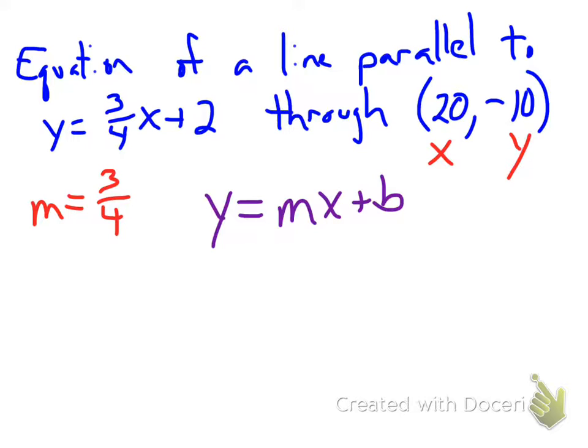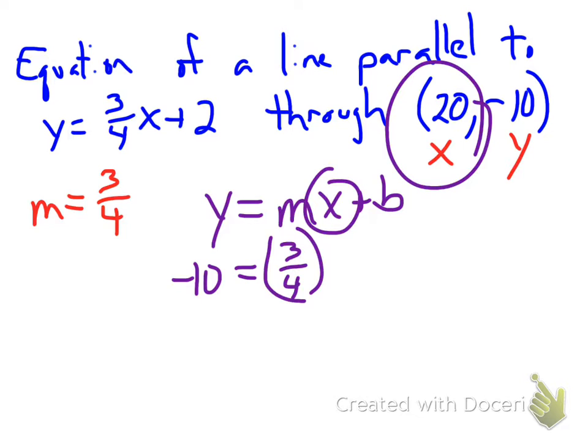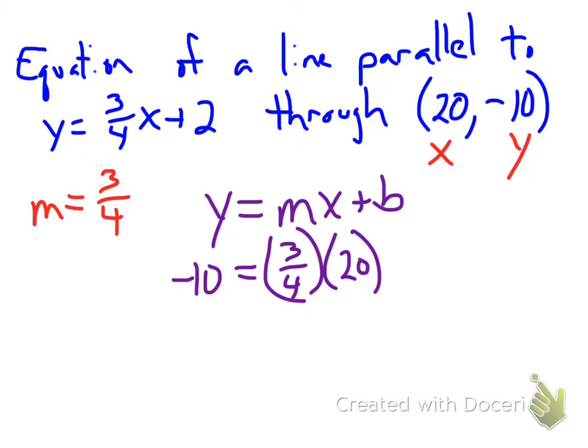Substituting in the values, the y value is -10. My m value is 3/4. That is multiplying my x value, which is 20. And the only thing I don't know is my y-intercept b. So now I'm going to solve for b.